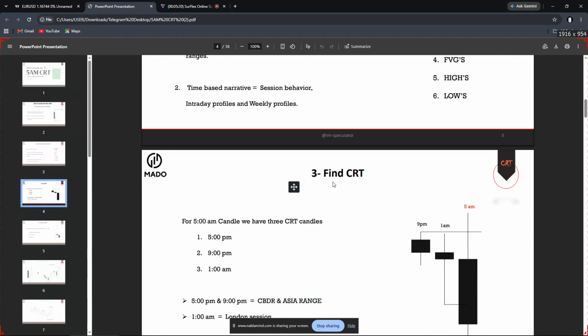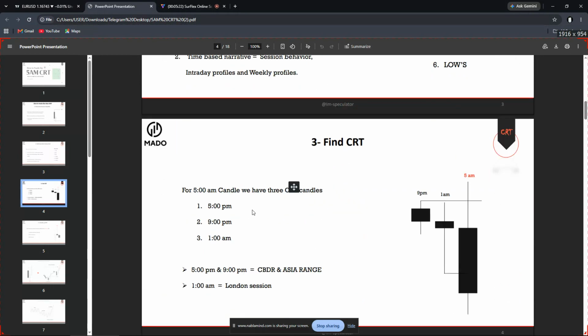So now the third thing to find is the CRT. Now, for finding the 5 a.m. CRT, for the 5 a.m. candle, we have three CRT candles: the 5 p.m., the 9 p.m., and the 1 a.m. The 5 p.m. and the 9 p.m. are actually the Asian session. So these are candles that form during the Asian session. When the market is about to close, we are going to have the 5 p.m. 4-hour candle and also the 9 p.m. 4-hour candle as a range, and also the 1 a.m. candle as a range. These three candles are going to serve as liquidity for the 5 a.m.